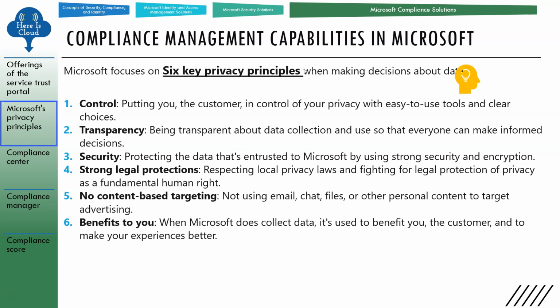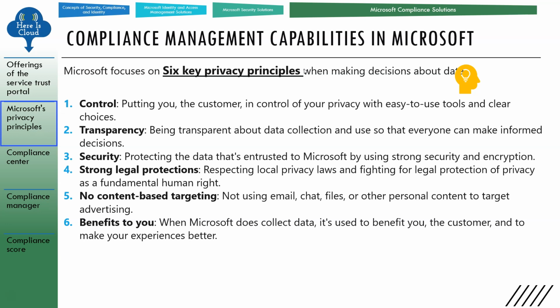Let's talk about the next one, which is Microsoft privacy principles. Microsoft focuses on 6 key privacy principles when making decisions about data: control, transparency, security, strong legal protection, no content-based targeting, and benefit to you. Control means putting you, the customer, in control of your privacy with easy-to-use tools and clear choices. Transparency means being transparent about data collection and use so that everyone can make informed decisions. Security means protecting the data that is entrusted to Microsoft by using strong security and encryption.